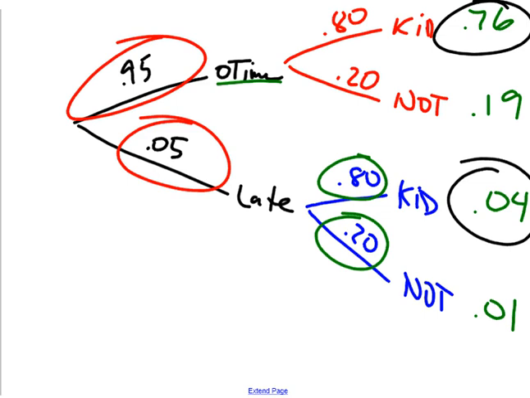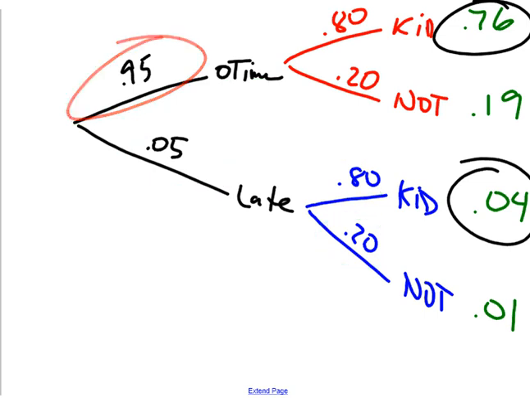So let's say we gave you this chart. Do you get how I got the 0.76? Discuss with your partner. How did the 0.76 happen? All right, if you said 0.95 times 0.8, you are right. That's how that happened. Okay, good.